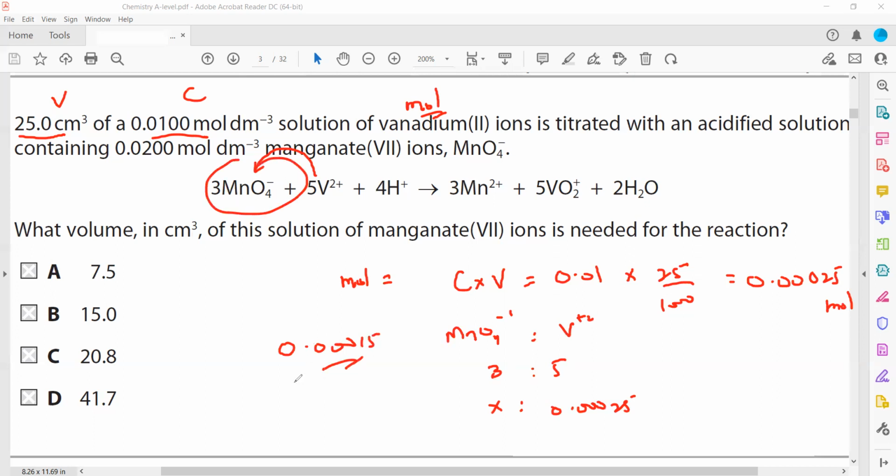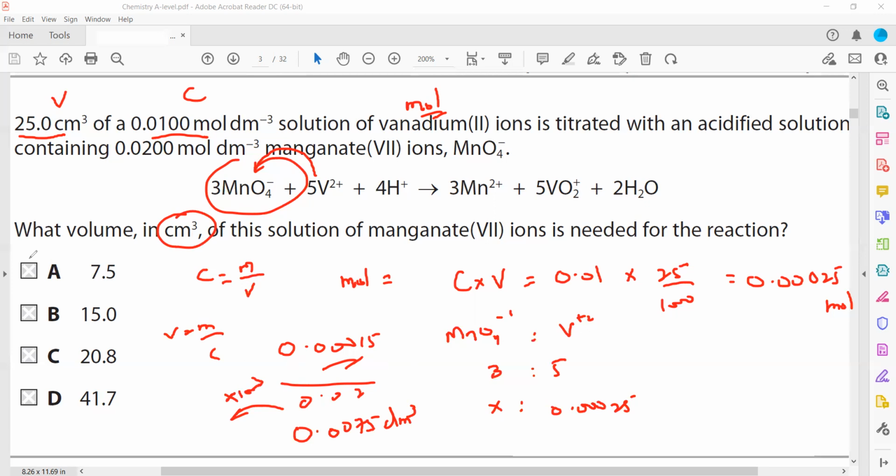But we need the volume, so concentration is moles by volume, so volume is moles divided by concentration. So we have the moles, we'll divide by concentration 0.02. This will give us 0.0075 dm cube. But all the answers are in cm cube. So to convert dm cube into cm cube, we multiply by 1000. That will come out as 7.5 cm cube.